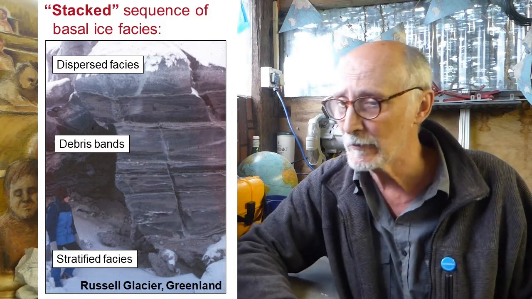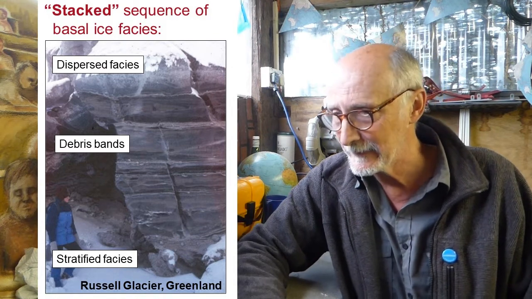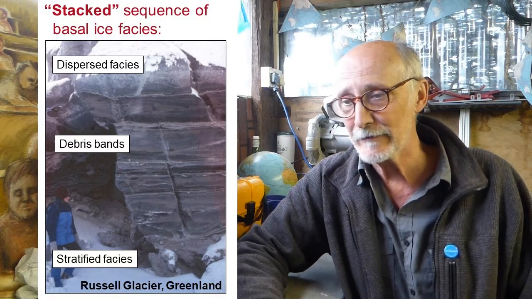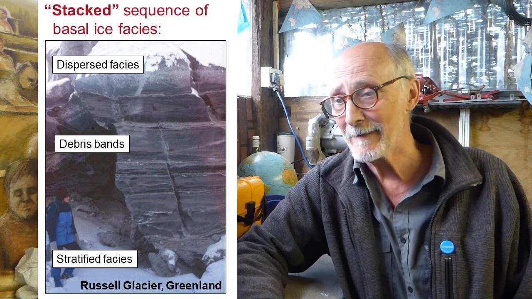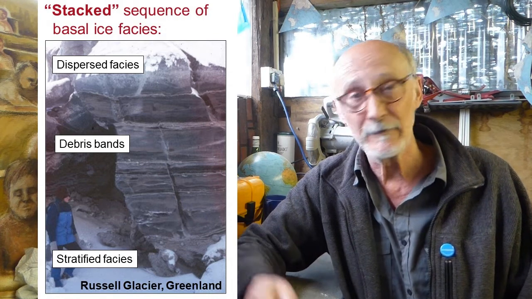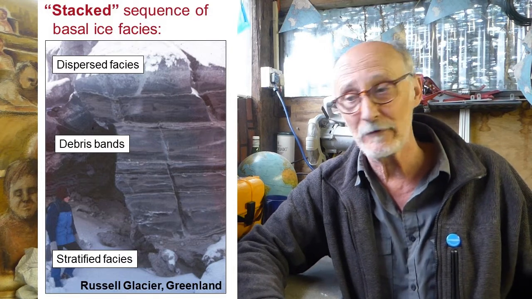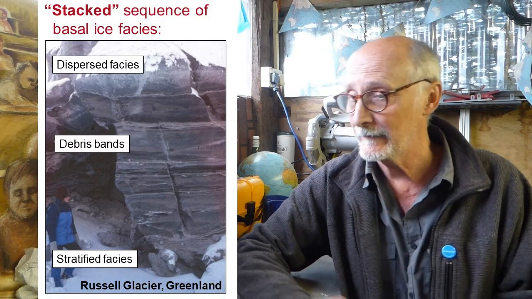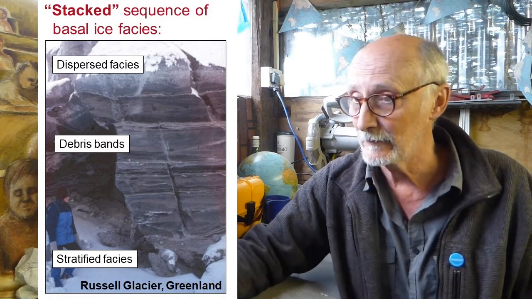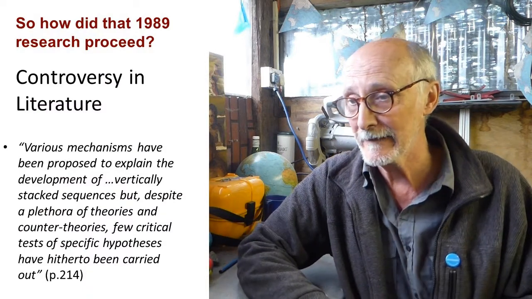So here there's a figure at the bottom left for scale in this picture, and then I've labelled right at the bottom there's about a metre or so of that stratified facies. Then there's a series of debris bands, and those debris bands are cutting into the bottom section of the dispersed facies. So those facies that we mentioned in the previous slide, here they all are occurring in sequence, stacked one on top of the other at the edge of the Greenland ice sheet, where we're looking at the bottom of the glacier. So that's the topic that this research was focusing on. And the controversy in the literature was, well, how do we get these stacked sequences of different basal ice facies?